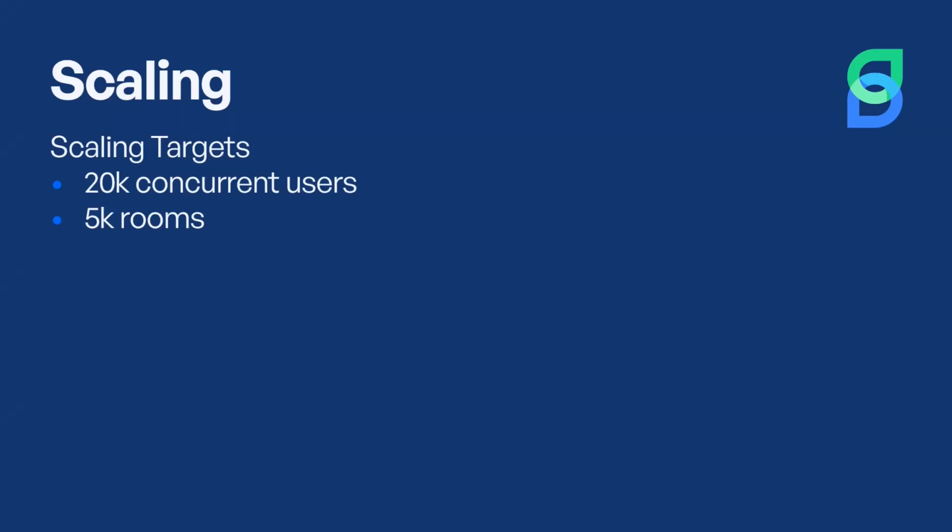Most real-time collaborative applications don't need to handle millions of concurrent users. Instead, their scalability requirements are usually in the range of thousands to tens of thousands of concurrent users. We looked at similar solutions in the space to confirm these numbers.